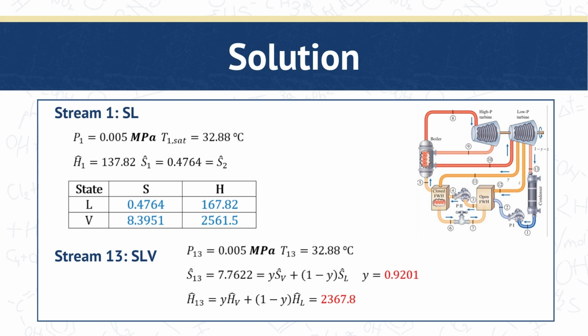Then we can use the same reasoning of the weighted summation to find the total enthalpy of stream 13, which is equal to 2367.8.